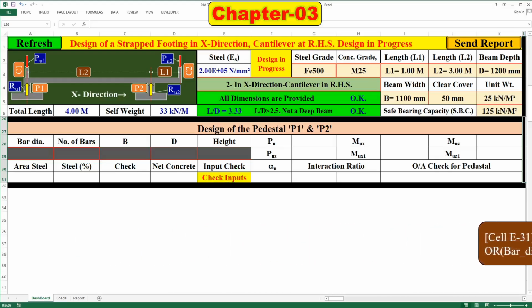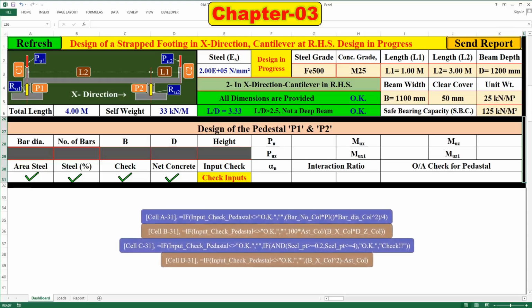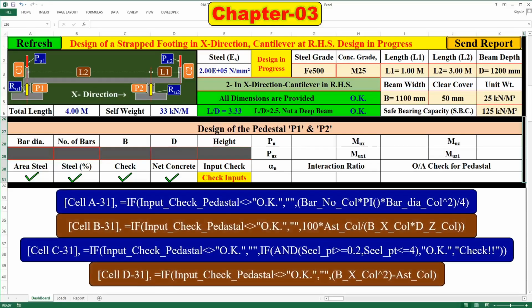Now, we are going to see the Excel formulas for the calculation of the area of steel, percentage of steel, check for steel, and net concrete area. For these formulas, once again, Excel will first check input_check_pedestal. If it is not OK, the cells will remain blank. Otherwise, it will calculate the area of steel, percentage of steel, and net concrete area as per standard practice.